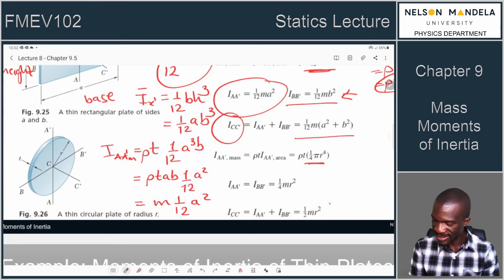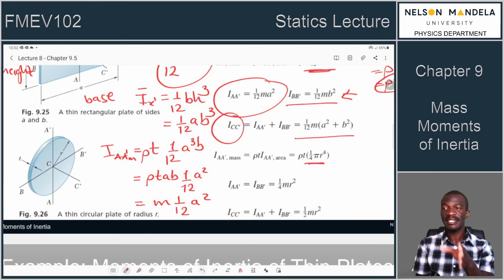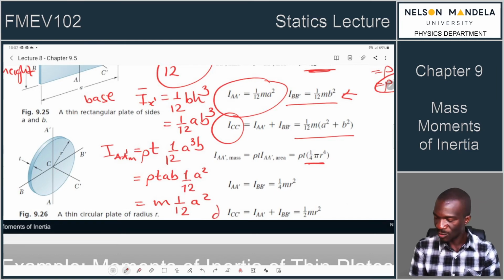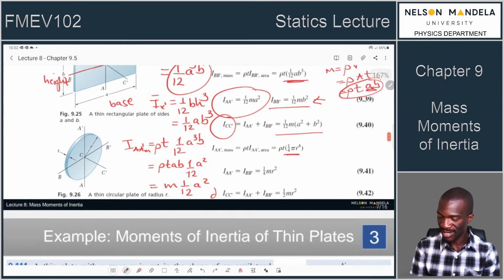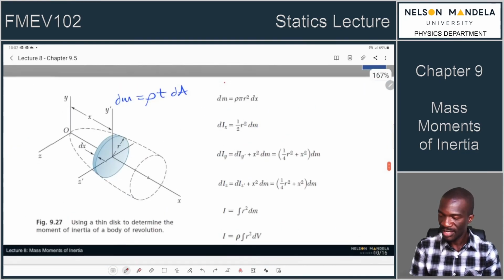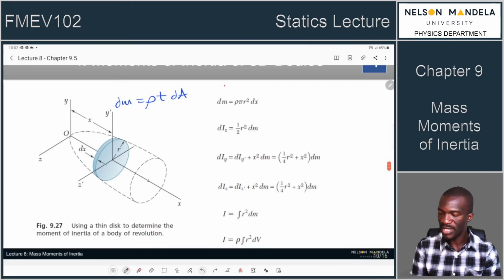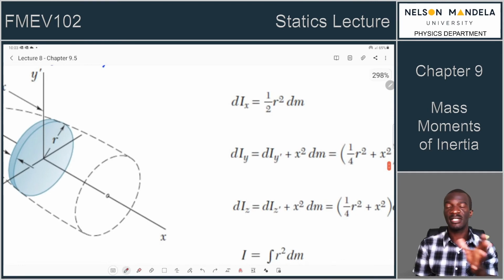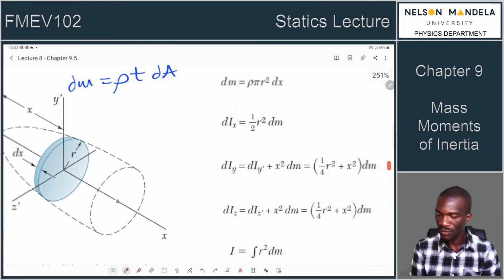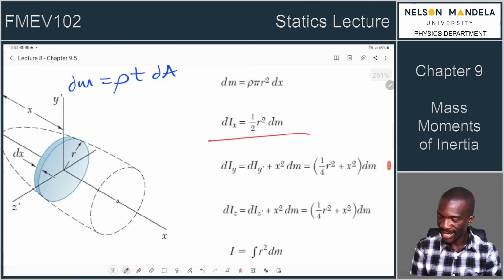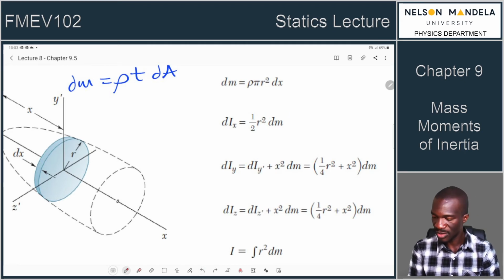Okay, so for the C prime axis, our di would then be equal to half of r squared dm. This is the reason why we have our equation there. It's already been converted into the mass format. So that's our dix, which is now making use of this dm, so we can now substitute it.